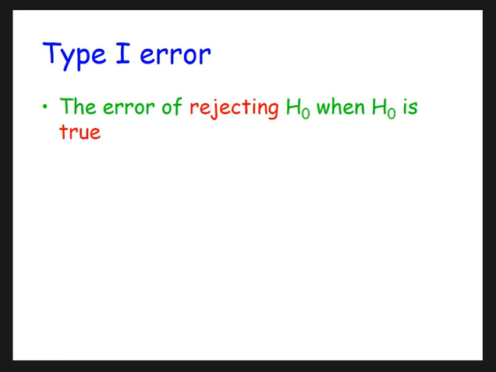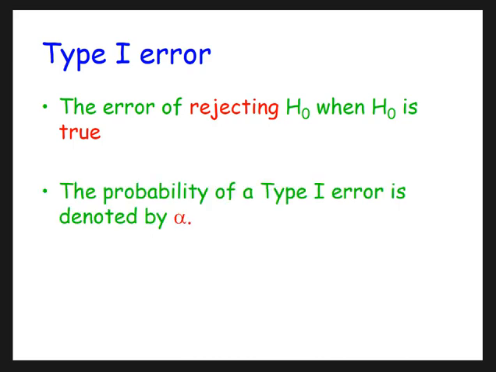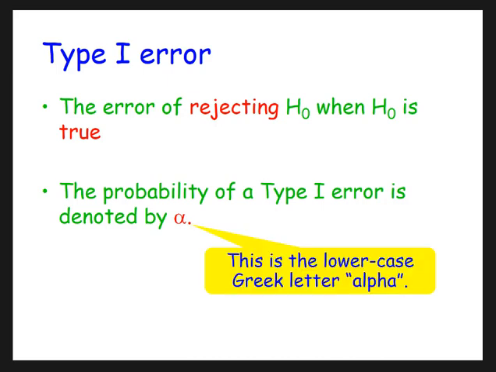The first type of error, called the type 1 error, is rejecting the null hypothesis even though it's actually true, which means you just got a bad sample or an unusual sample that led you to that conclusion. For a type 1 error, the probability is called alpha. This is the Greek small letter alpha. That is called the level of significance of a test.